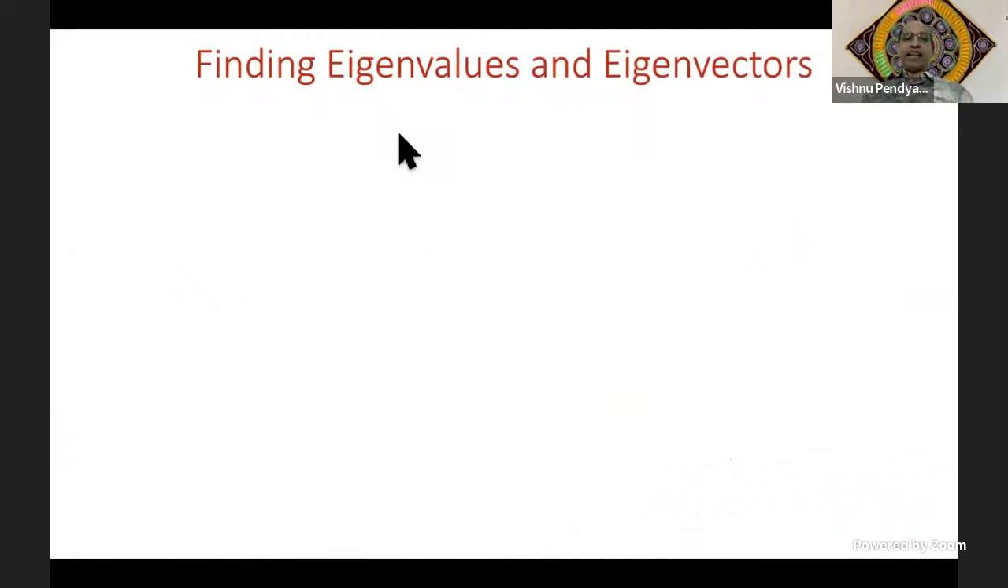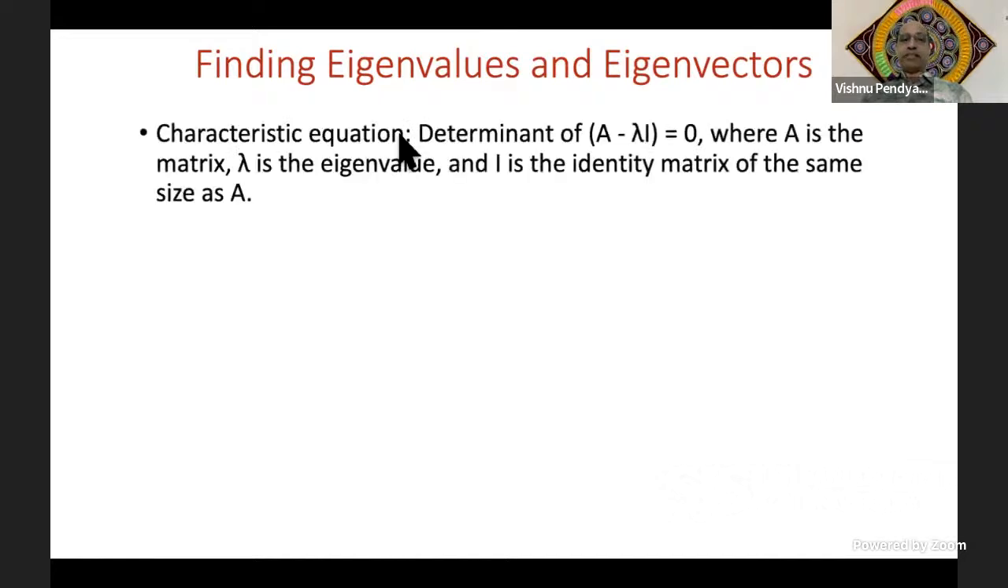Now, how do you find eigenvalues and eigenvectors? Typically, this is covered in high school math, but just to be safe, just to make sure that you're not lost, I wanted to cover some basics. So first thing is, there's something called a characteristic equation. The determinant of A, which is a square matrix, minus lambda times the identity matrix is equal to 0. This is called the characteristic equation.